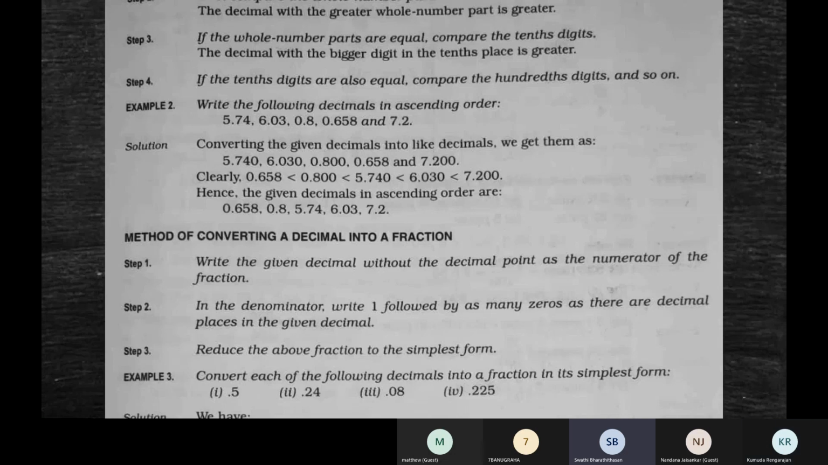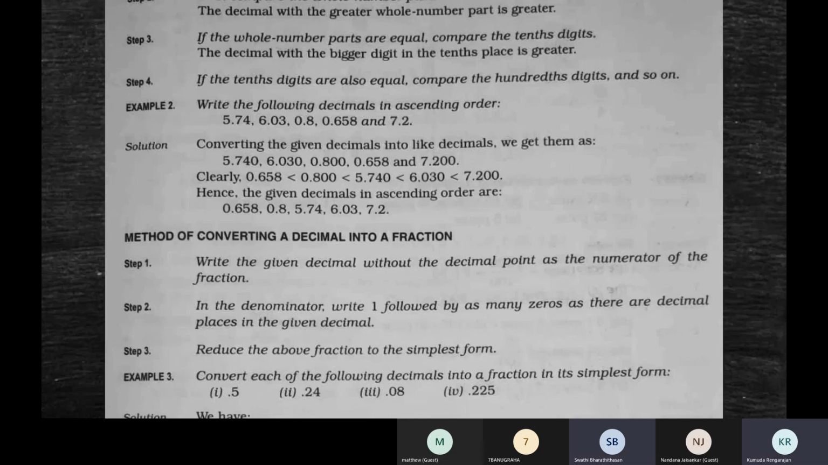Ma'am, 8 by 100. Because after the decimal point, there are 2 digits, 0 and 8. 0 is significant there because it's not at the extreme end. 0 has value. It's 0.08. So after the decimal point, 2 digits. The numerator will be 08. The denominator is 100 because after the decimal point, 2 digits. But 08 is nothing but 8, no? So it will be 8 by 100. What's the last one, children?